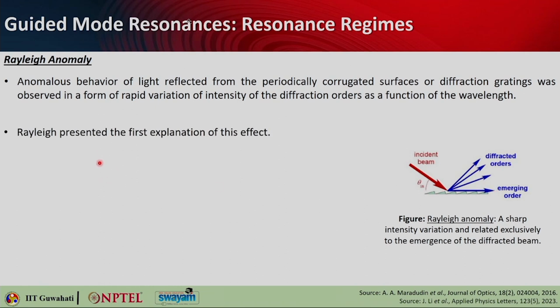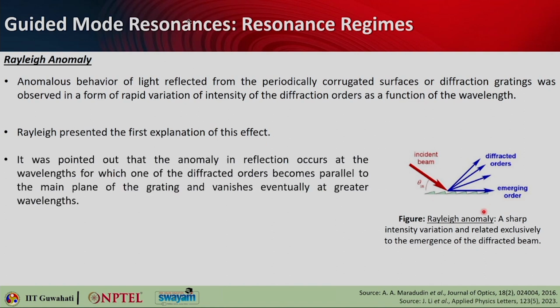Rayleigh was the first to represent this particular effect and to explain it, which is why the anomaly is named after him. It was pointed out that the anomaly in reflection occurs at wavelengths for which one of the diffracted orders becomes parallel to the main plane of the grating, like this. Eventually it will vanish at greater wavelengths, because after that the reflected one cannot go inside. So, that has to vanish.